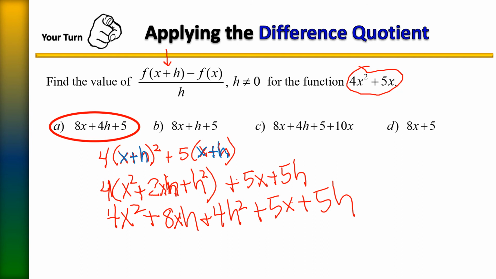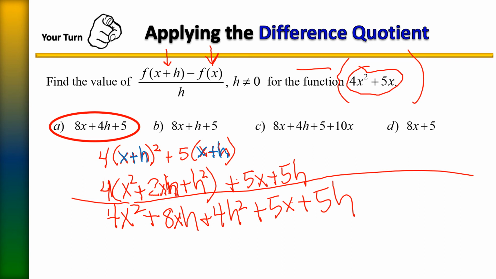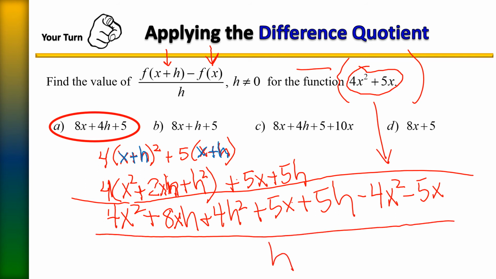All right, and next we are going to do the second part, which is to subtract the function itself. Because I'm subtracting the function itself, every term in that group has to be changed to its opposite. So I'm going to add that to what I already have, and in the back I'm going to have negative 4x squared minus 5x when we change the signs to their opposite. And all of that over h.